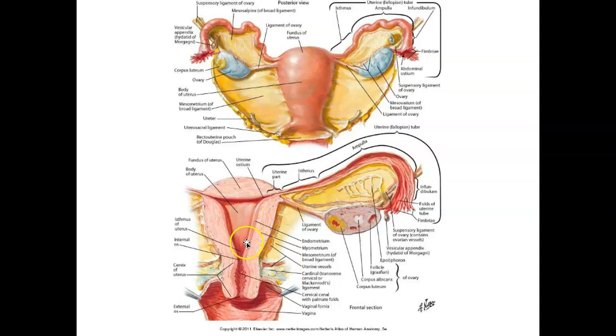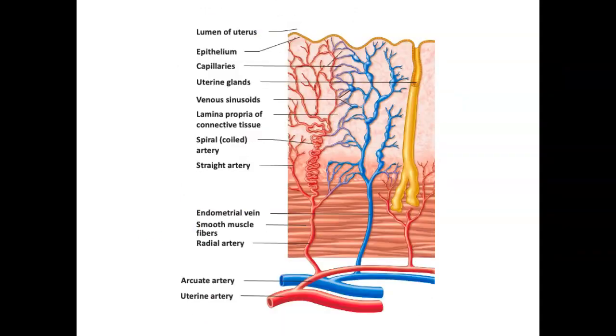The endometrium, which is this inner portion here, the inside wall of the uterus. And this will actually change with each active menstrual cycle. So if we take a look at some blood supply here, you'll be able to see the uterine arteries coming in. Remember that branch off the internal iliac.